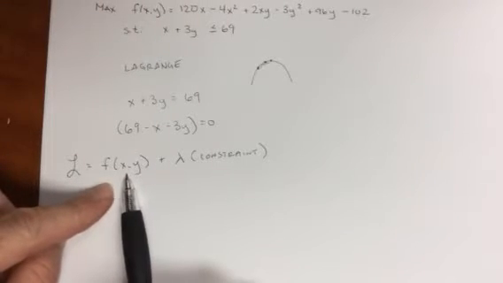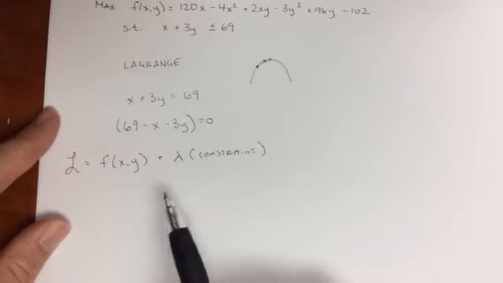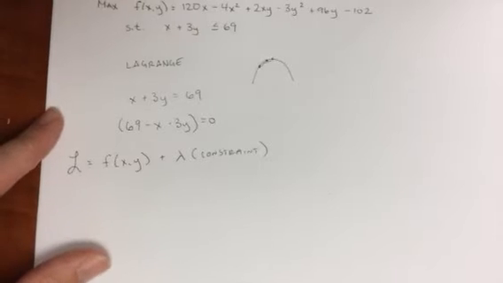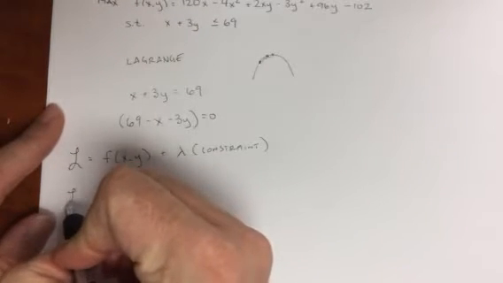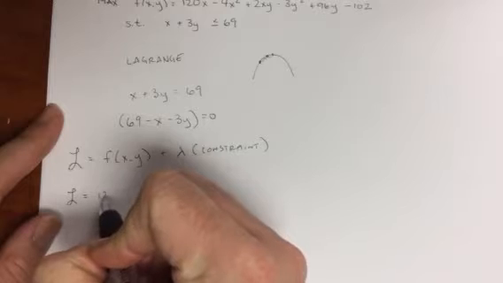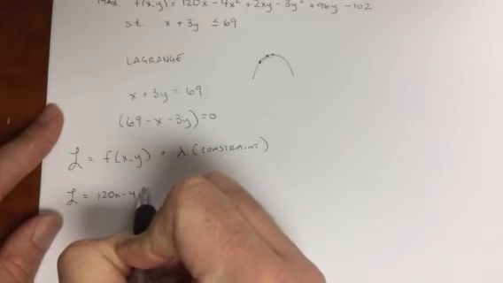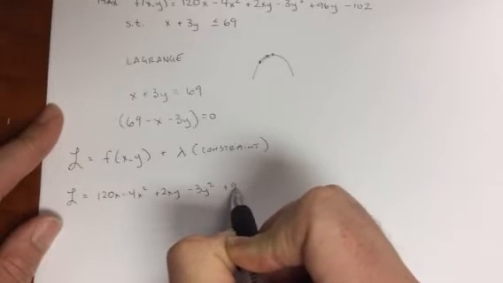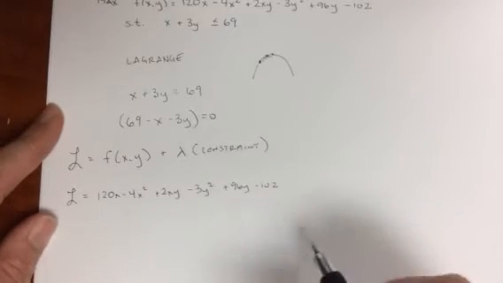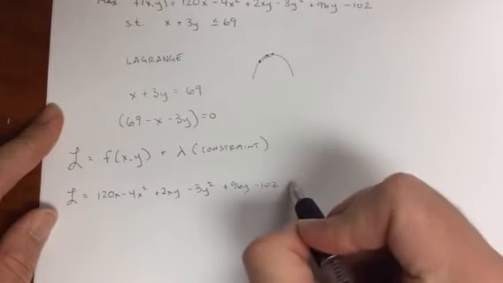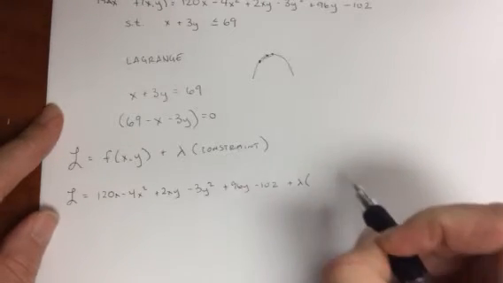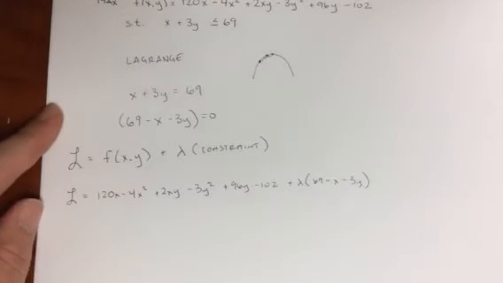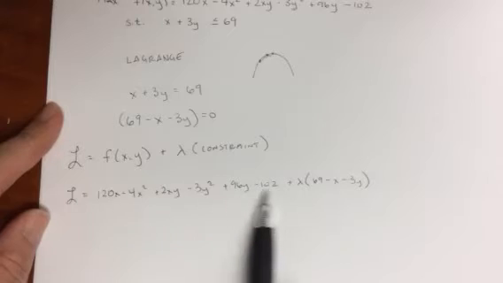But when we take our first order conditions to try to optimize this function, it's going to take into account the fact that our constraint has an x, and so we'll then have to deal with that. So our Lagrange in this case is 120x minus 4x squared plus 2xy minus 3y squared plus 96y minus 102, that's f of x, y, plus lambda times 69 minus x minus 3y. And so this is now our Lagrange equation.